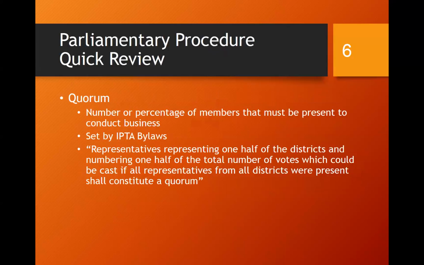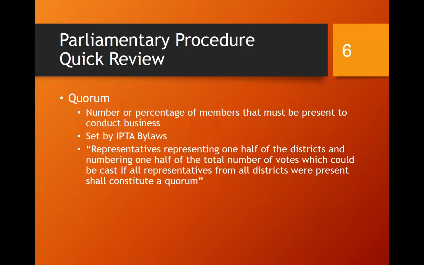Well, when it comes to the business of the Assembly, we have to have a quorum in order to legally conduct the business. And a quorum is actually a number or percentage of members that must be present to conduct the business. Our quorum is set by the IPTA bylaws, and it states representatives representing 1/2 of the districts and numbering 1/2 of the total number of votes, which could be cast if all representatives from all districts were present, shall constitute a quorum.